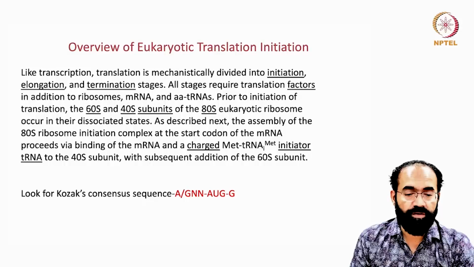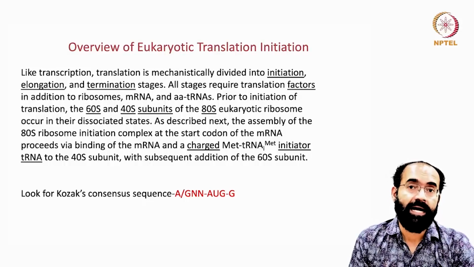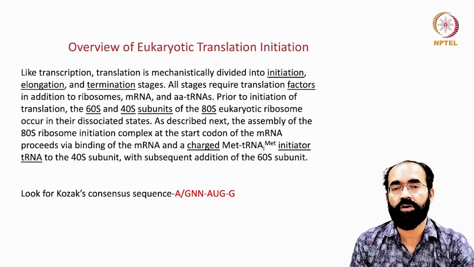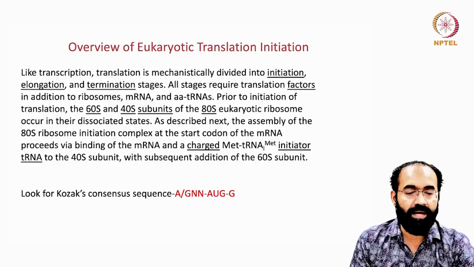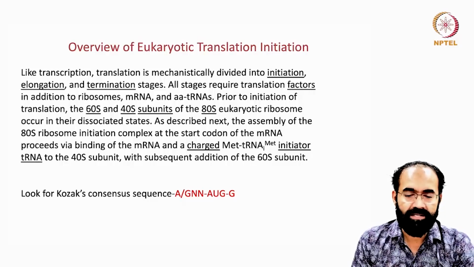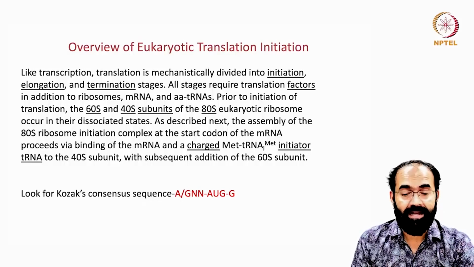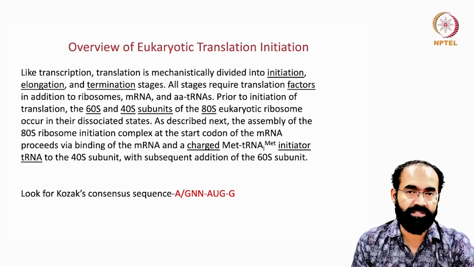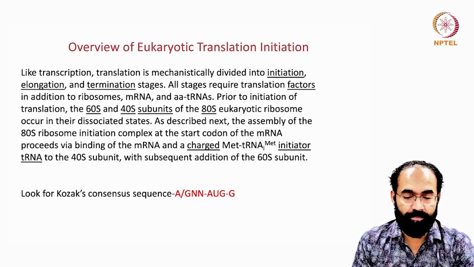So, if you look at the overview of eukaryotic translation, it has three phases: initiation, elongation and termination, similar to what we saw in the case of RNA transcription. Like transcription, that is RNA production, translation is mechanistically divided into initiation, elongation and termination stages, and all stages require translation factors in addition to ribosomes, mRNA and aminoacylated tRNAs. All three are a must, and a lot of associated factors also come into the picture for the initiation, elongation and termination steps.